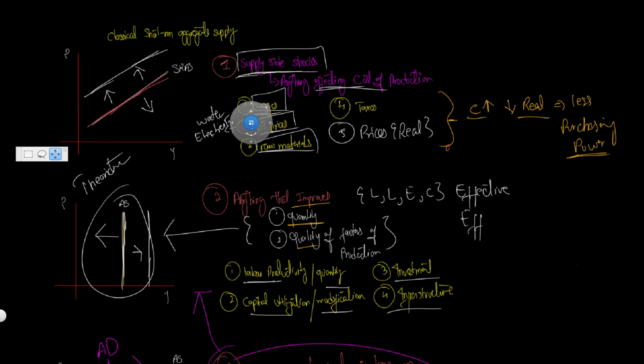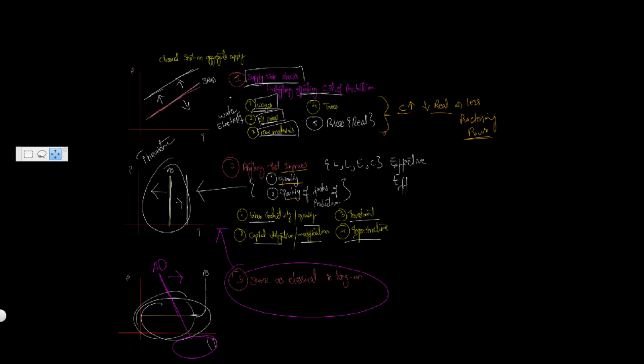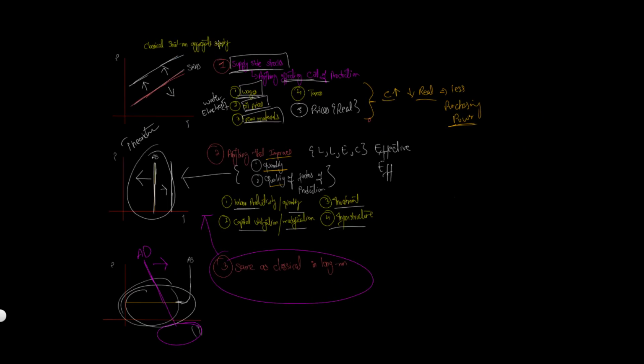To summarize it again, just keep in mind, in the short run, supply side shocks, such as anything that can cause an increase in cost of production, will cause the supply curve to shift towards the left. Anything that can cause it to decrease will cause the supply curve to shift towards the right. In the long run, anything that can increase the quantity or the quality of factors of production will cause the supply curve to shift towards the right. Anything that will decrease the quantity or the effectiveness or the efficiency of the factors of production will cause the supply curve to shift towards the left.